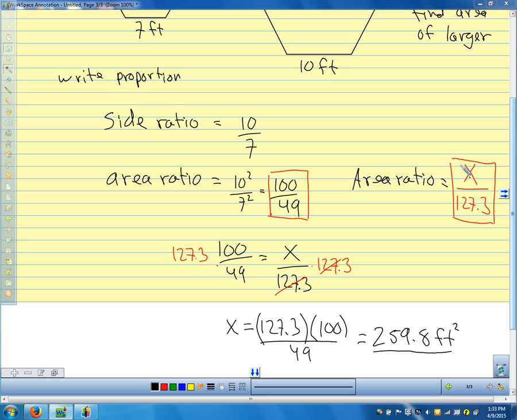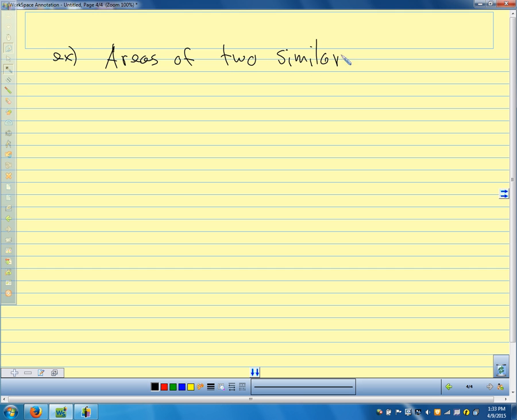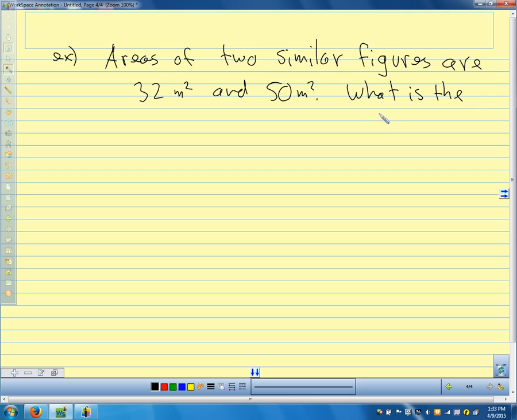Okay. Let's look at one going the other direction. We can go the other direction as well. Let's say we know the area ratio. So I'm going to say the areas of two similar figures are 32 square meters and 50 square meters. And the problem asks us, what is the scale factor?